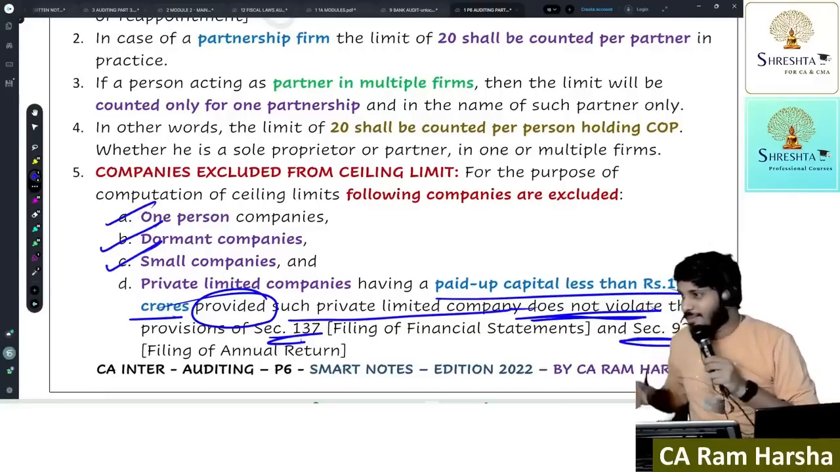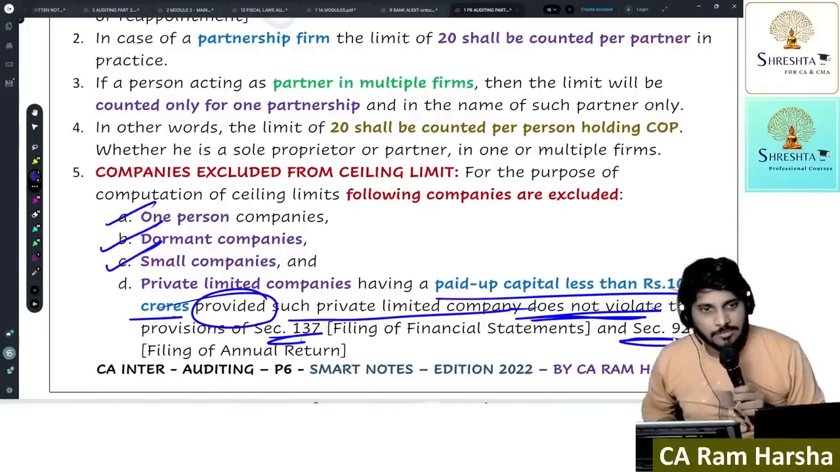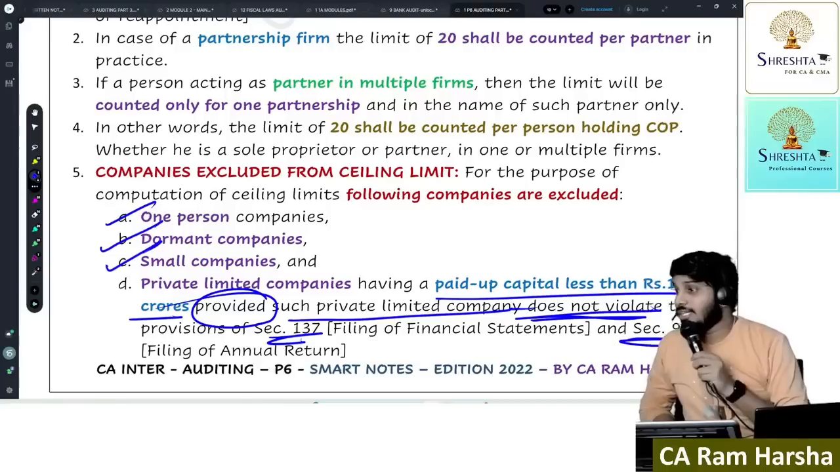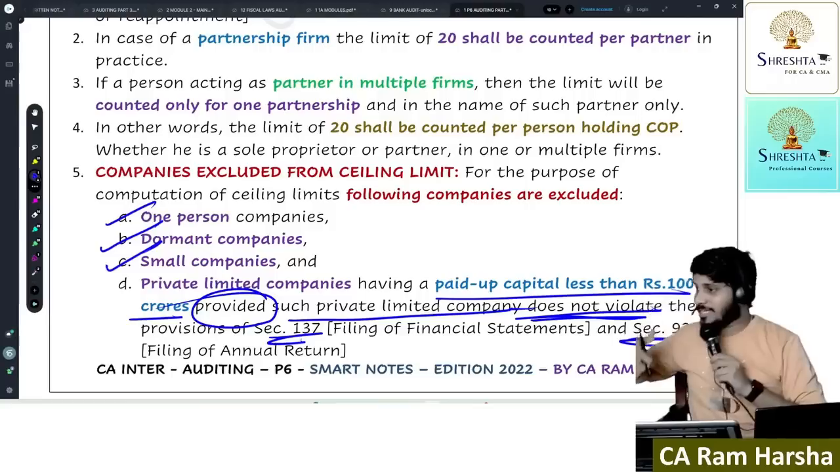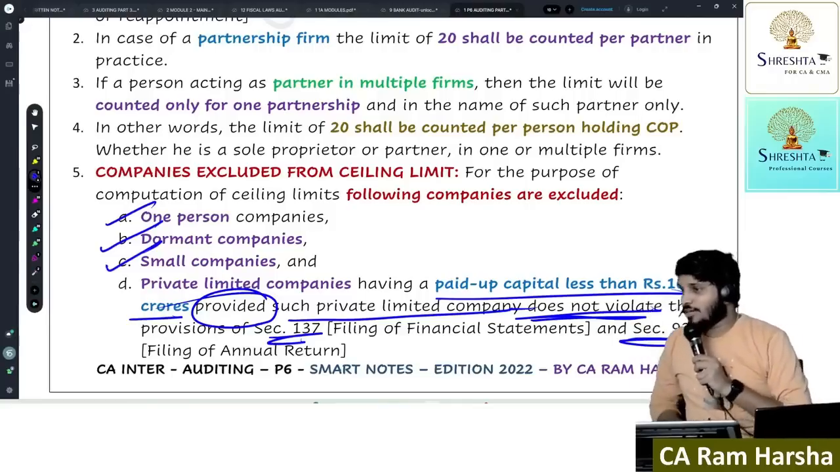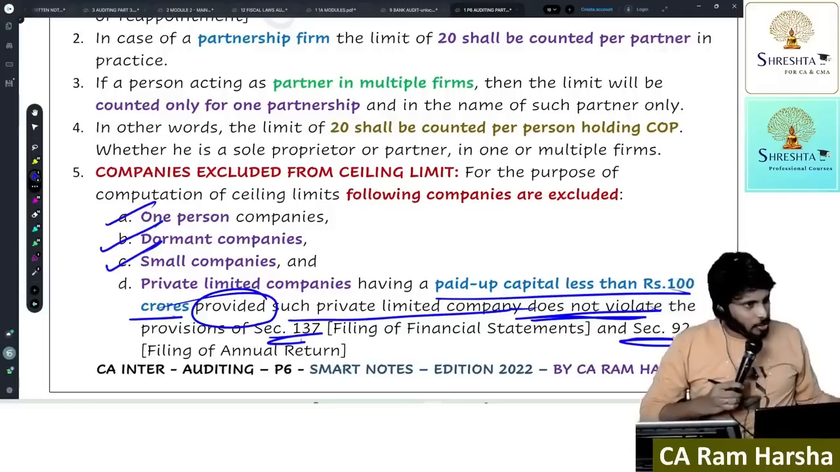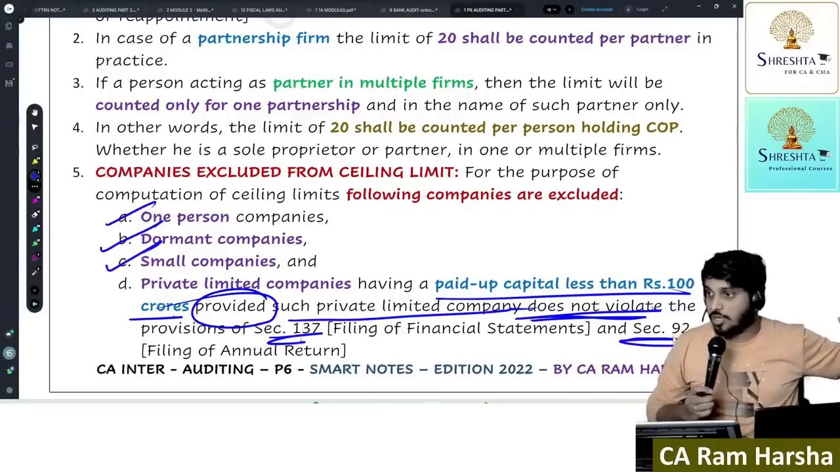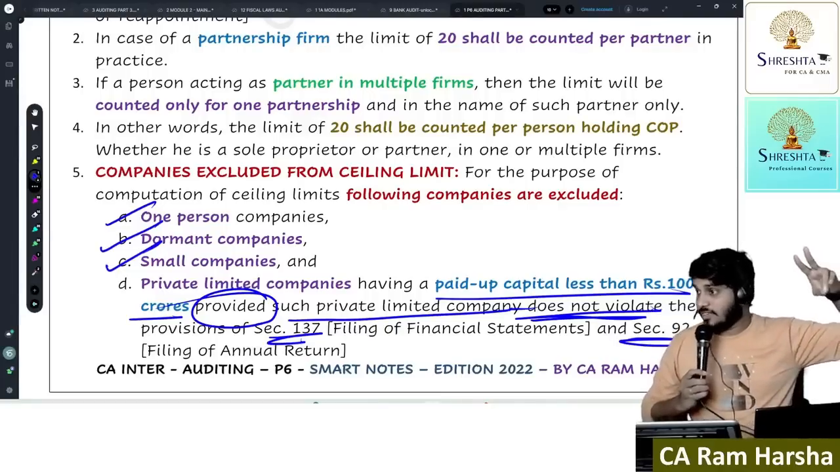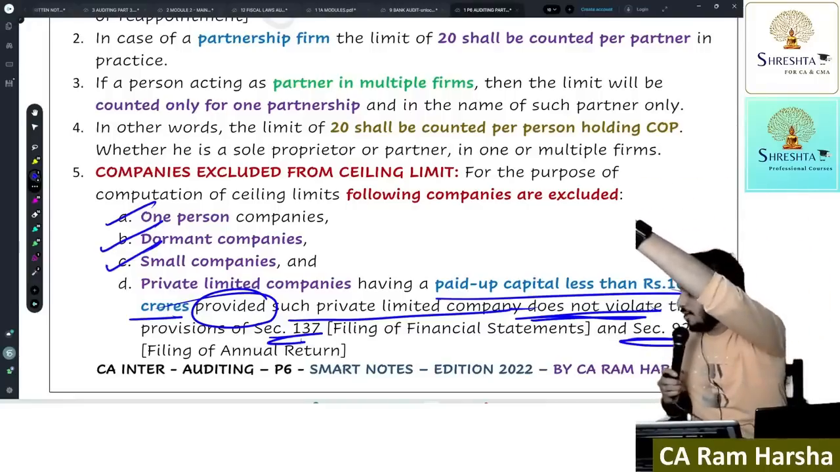Now tell me, 20 companies they are saying. Is it per financial year or per assessment year or what? At any point of time. Today right now I received a call, for example. Someone is asking me to do audit of a company. I will just look at my list of companies where I am right now acting as auditor. Total I will see 20. If it is 20, I will not accept this company. If it is less than 20, I will accept the new company which is asking me.